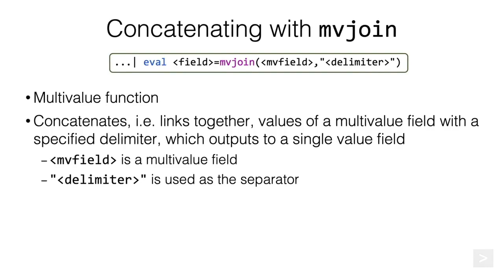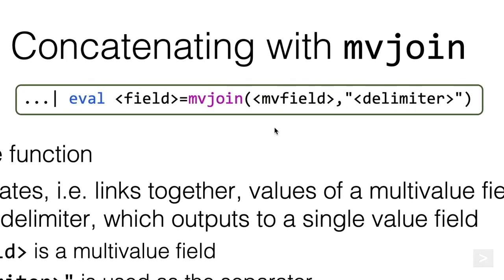mvjoin will take a multi-value field as the first argument. The second argument will be used as the separator. It will link together the values of the multi-value field with the specified delimiter, outputting a single value field and joining them together into one.